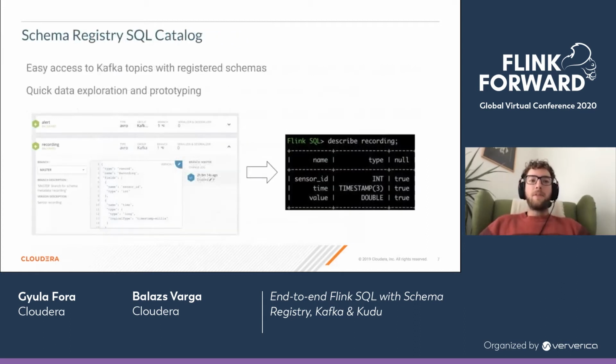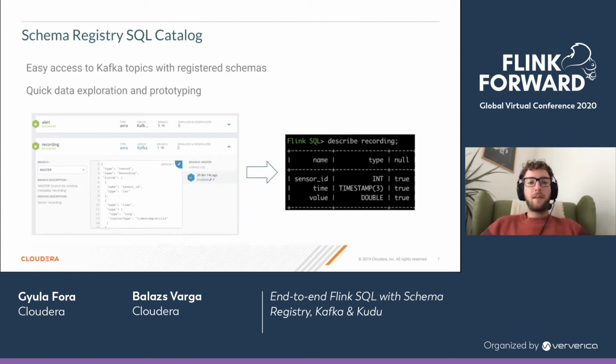Flink, by default, doesn't support an easy way to access the data available in Kafka topics through SQL. People would generally have to write create table statements for the individual Kafka topics. So to avoid this overhead of development and data exploration, we created the Schema Registry SQL Catalog, which lets users access all the Kafka topics that have registered schemas in the Cloudera Schema Registry.